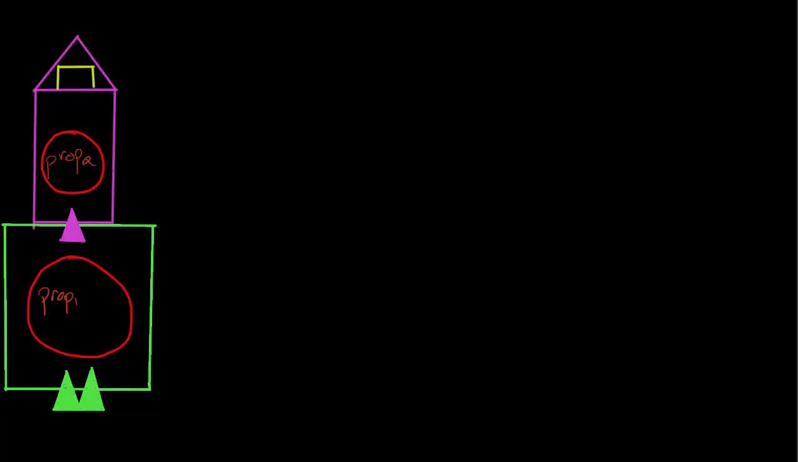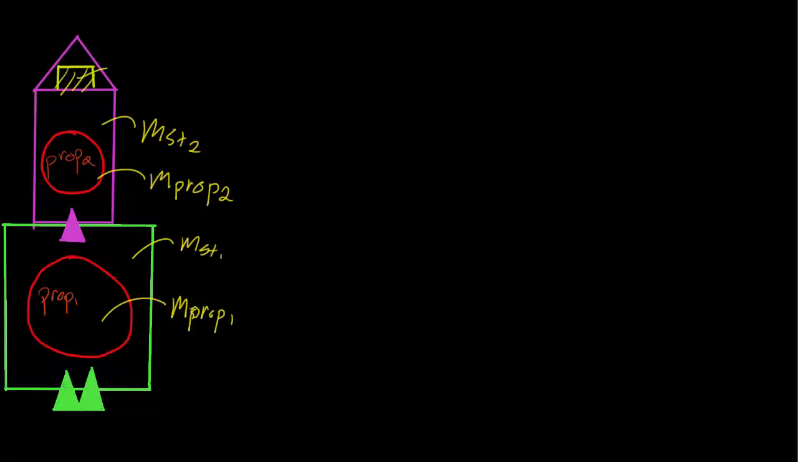So let's just annotate this a bit. Let's say that this is the mass of the structure for stage one. This is the mass of the propellant for stage one. And this is the mass of the structure for stage two. And this is the mass of our propellant for stage two. And finally, this is obviously the mass of our payload that we're trying to carry to space.